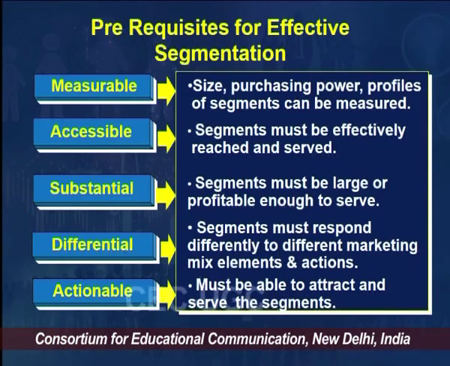cater. So, we have to understand, my dear learners, when we talk about market segmentation, there are certain prerequisites for effective segmentation. The market should be measurable, it should be accessible, it should be substantial, which means the segment must be large enough or profitable enough to serve. There is a prerequisite of being differential, that the segment must respond differently to different marketing mix elements and actions, and actionability, which means we must be able to attract and serve the different segments.